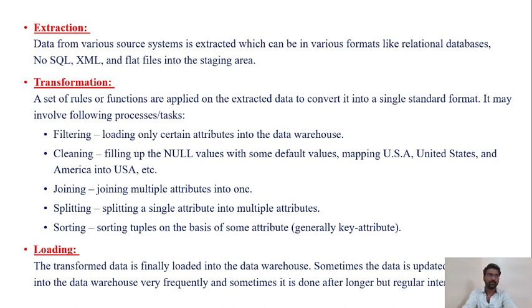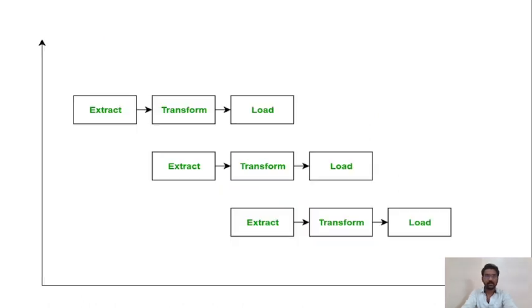So here the data will be loaded from the staging area towards the data warehouse area at regular intervals. This is how each process takes place. N number of processes will be taking place, and each process has three types: extract, transform and load. This is how the process takes place.